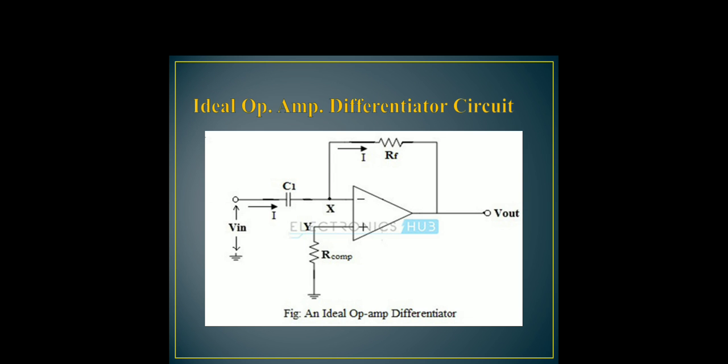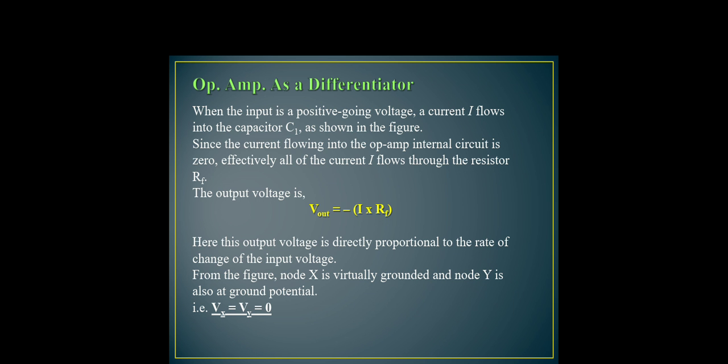Now notice the points X and Y. X is at virtual ground. Now what is virtual ground? For this, please see my video on virtual ground in the playlist of analog electronics. Because of this virtual ground potential, Vx is equal to Vy and they are both equal to 0. That is, we can write Vx = Vy = 0.